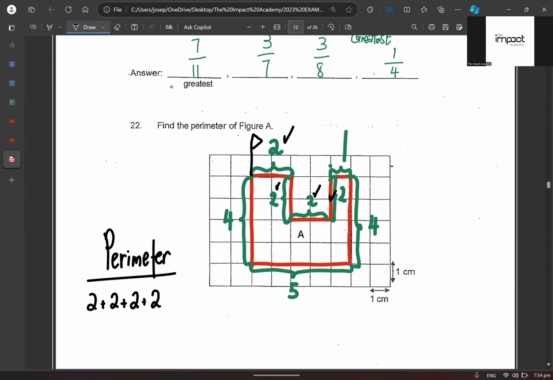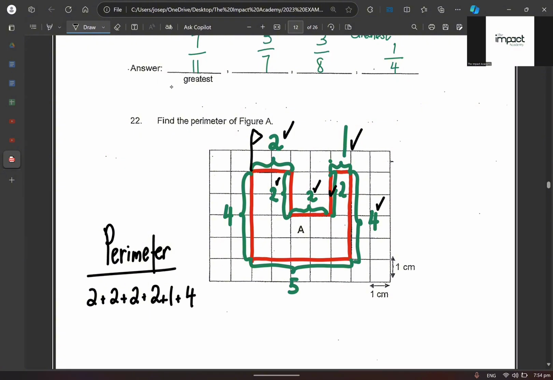Very good. All right, then we plus 1 over here. Then we plus 4 over here. Then we plus 5 over here. Then we plus 4 over here. Do you agree or disagree? So you want to add everything up together, and therefore your answer for this question has to be 22 centimeters. And this is your answer for this question.